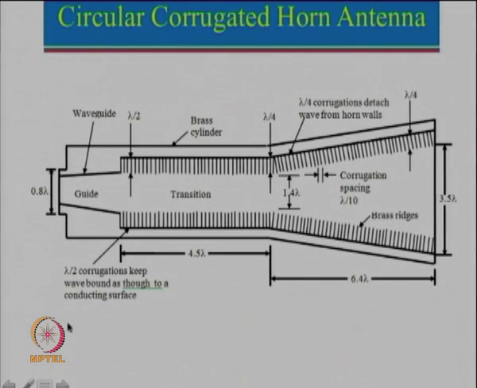You can see here some of the points written there, that lambda by 2 corrugation keeps the wave bounded, and then it is gradually reduced to lambda by 4. So this is the transition state, this is the guide state when the wave is guided into this conical horn antenna, and then it is transmitted through here. Then comes the next point: how many teeth should be there in the wavelength, and what should be the gap over here. For that let us see the next slide.